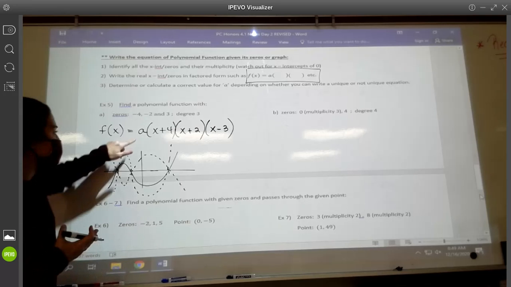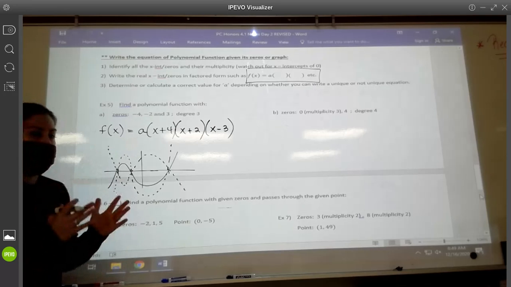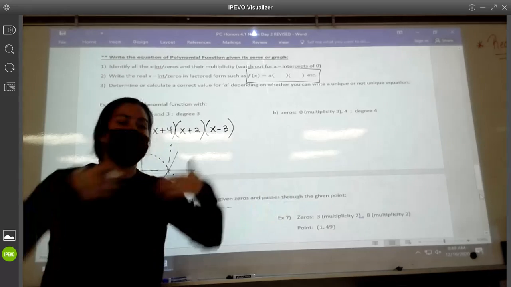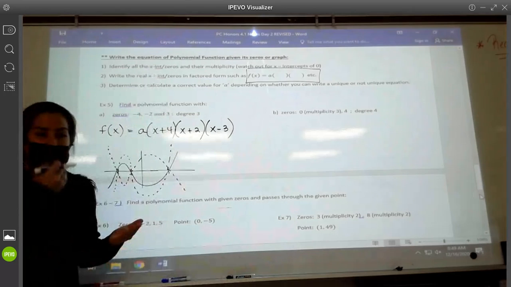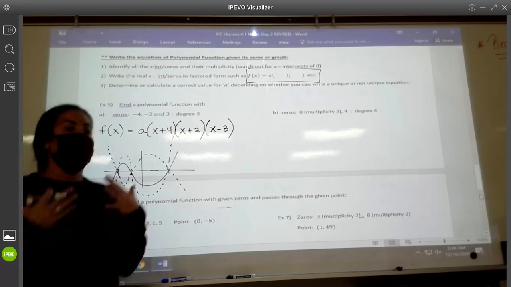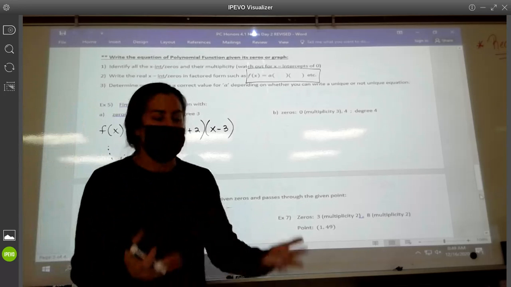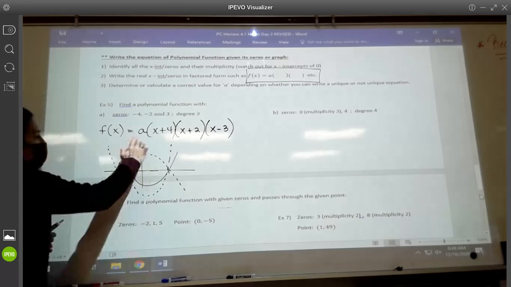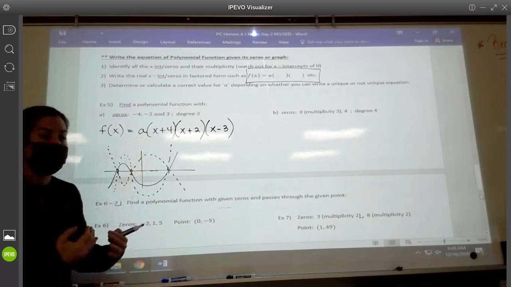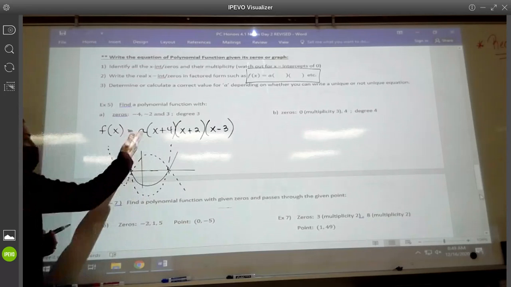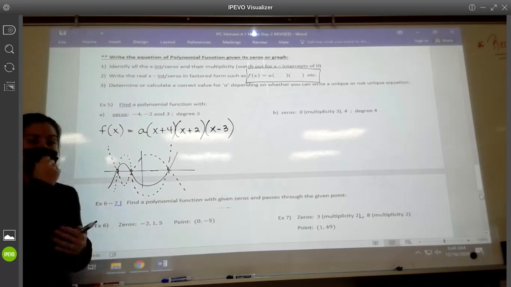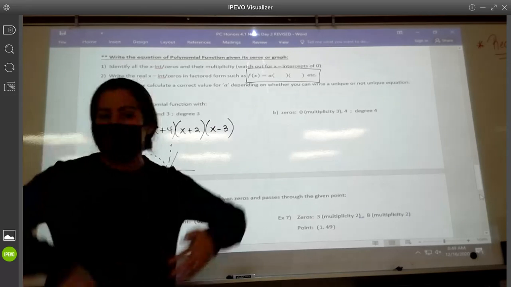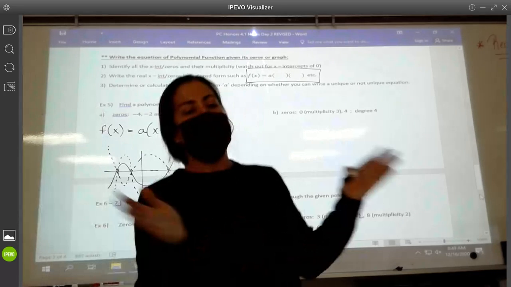If I'm going to make a unique value for a, I need another point that lives on this polynomial besides a 0. But they didn't give me that information. So if they're not going to give you more information about the line or about the polynomial, then you can pick whatever number you want for a, and it will still be a polynomial that had x-intercepts at -4, -2, and 3. So if they're not going to give you more information, have at it. Let a be any number you want.